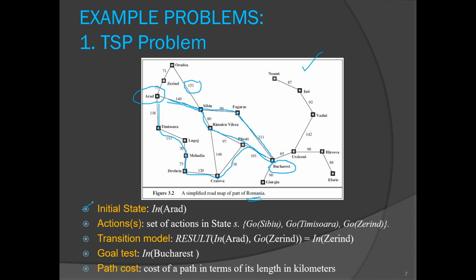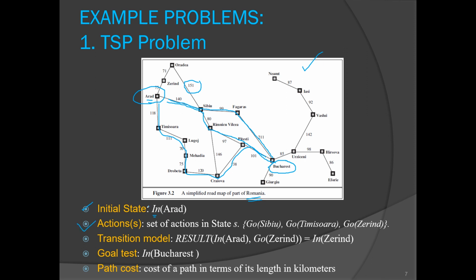First one is the initial state. Initially my agent is in Arad, right? So I am indicating that with the function called In. My agent is currently in Arad.